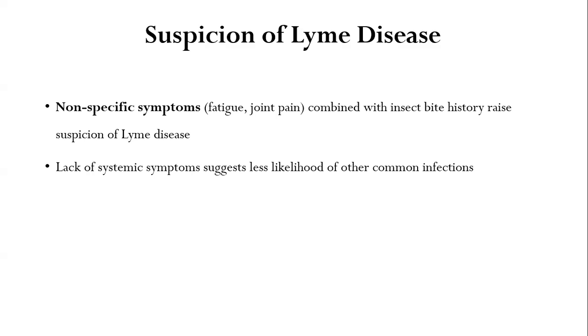Lyme disease because there are certain non-specific symptoms like fatigue, joint pain, combined with a very important history of hiking, particularly in the Scottish Highlands, and there is a history of insect bite as well. And there is lack of systemic features like dysuria or cough or chest pain. So this suggests less likelihood of other common infections.